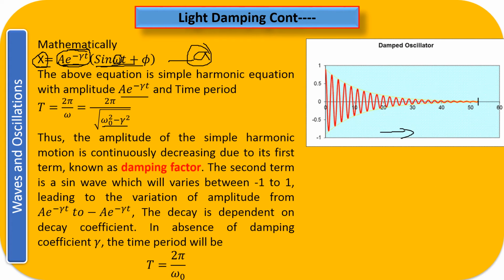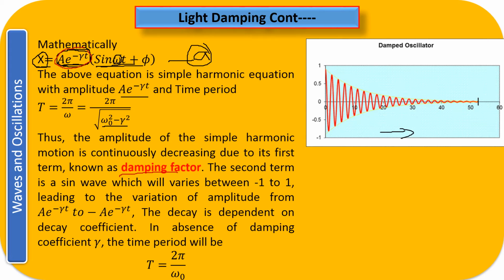Thus the amplitude of simple harmonic motion is continuously decreasing due to its first term. Naturally, this is the first term about which we are discussing. Because of this term, a e to power minus gamma t, it is continuously decreasing, and that is known as the damping factor. So a e to power minus gamma t we will call your damping factor.